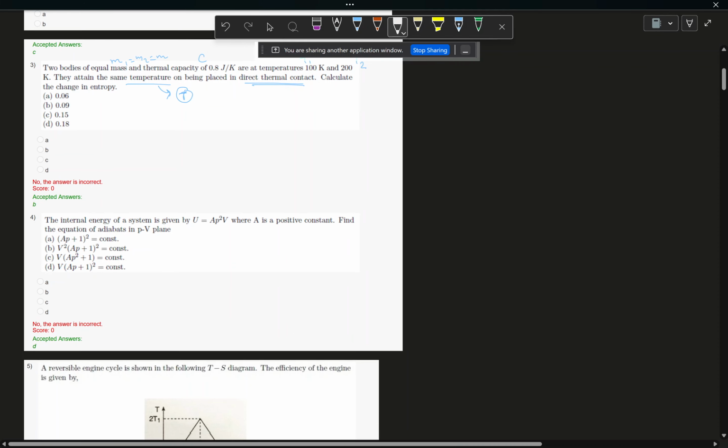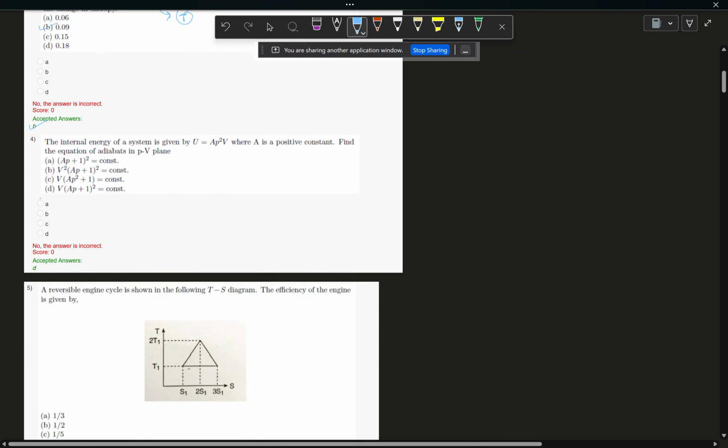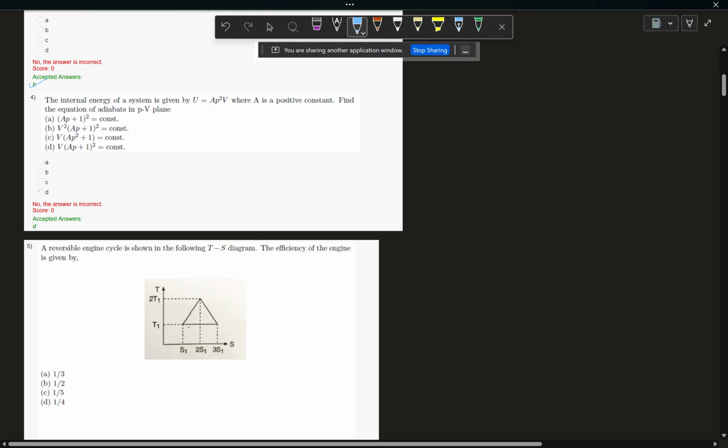.09 is the answer, option B. So option B is the correct answer, right? Okay, so question number 3 is done.